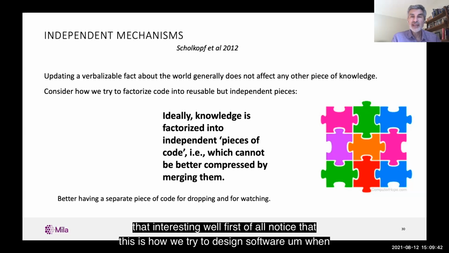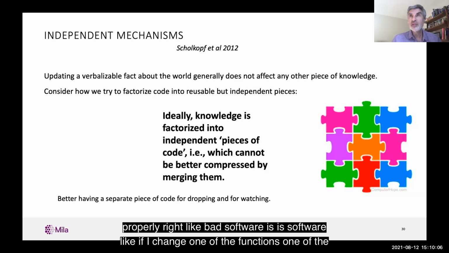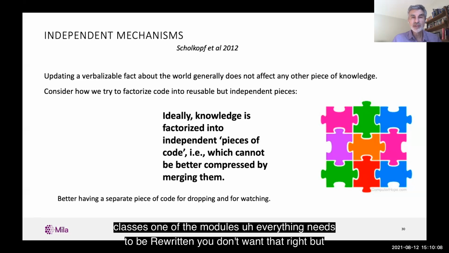All right, so why is that interesting? Well, first of all, notice that this is how we try to design software. When we design software, we try to break it into pieces such that if one of the other pieces or several of the other pieces were to change, the existing pieces continue to function properly. Okay? Bad software is like, if I change one of the functions, one of the classes, one of the modules, everything needs to be rewritten. You don't want that, right?